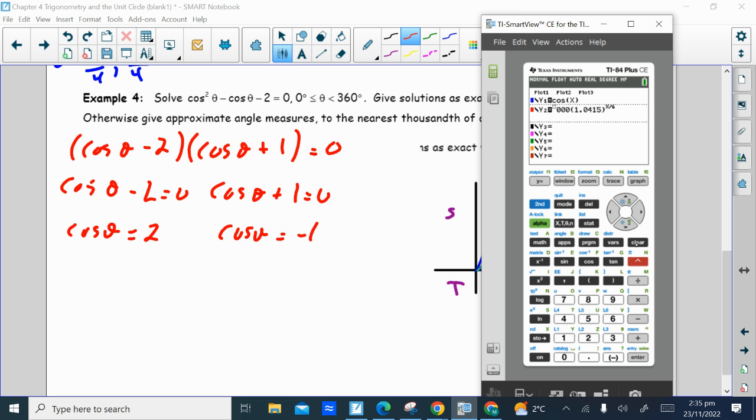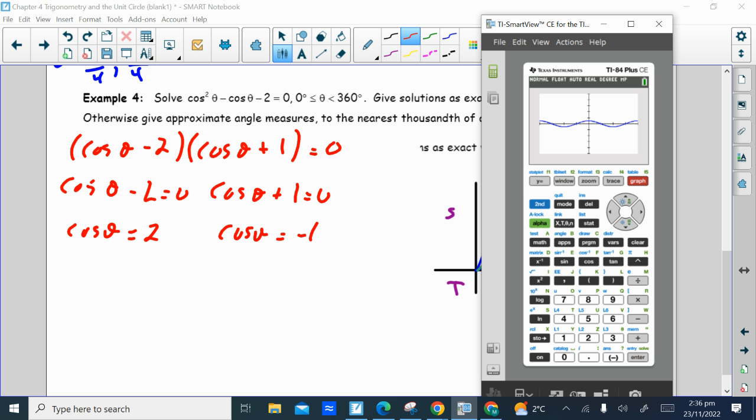I'm in degree mode, so my window should reflect that. I'm going to go from negative 360 degrees to positive 360 degrees. On the x-axis, I'll put a scale of 90. Normally we go from -10 to +10 for our windows. And a scale of 2. If you hit graph, that's what the graph of cosine x looks like.